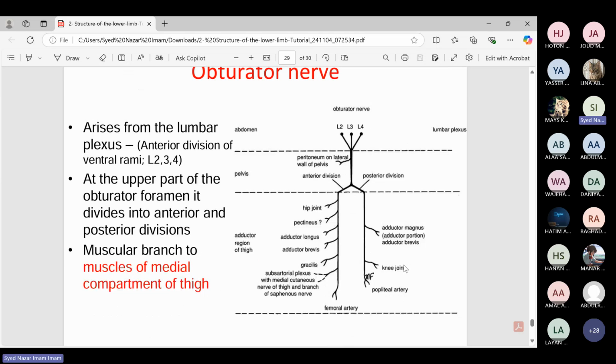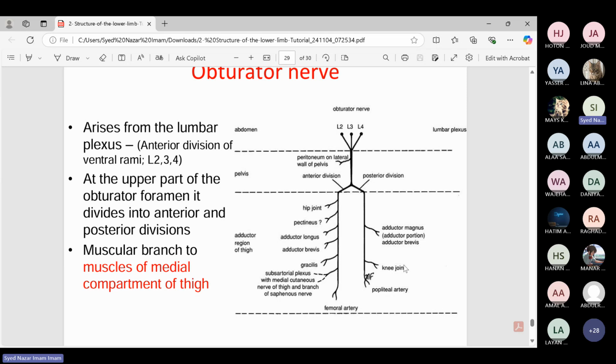Now, how to identify these two nerves, the femoral nerve and the obturator nerve? Both are coming from the lumbar plexus. Both are anterior divisions of L2, L3, L4. The root values are the same. Now, how to differentiate between these two nerves?